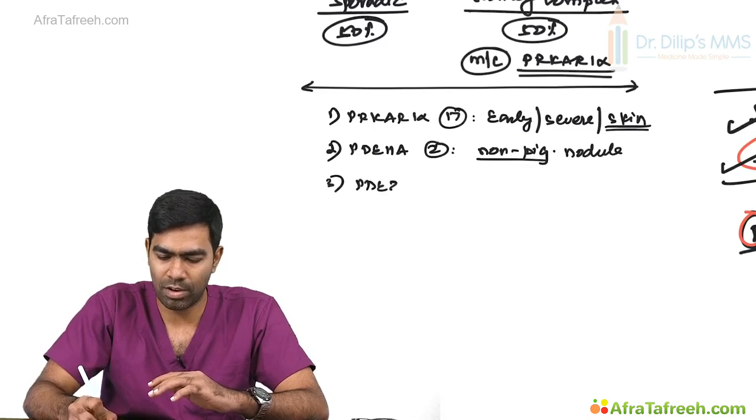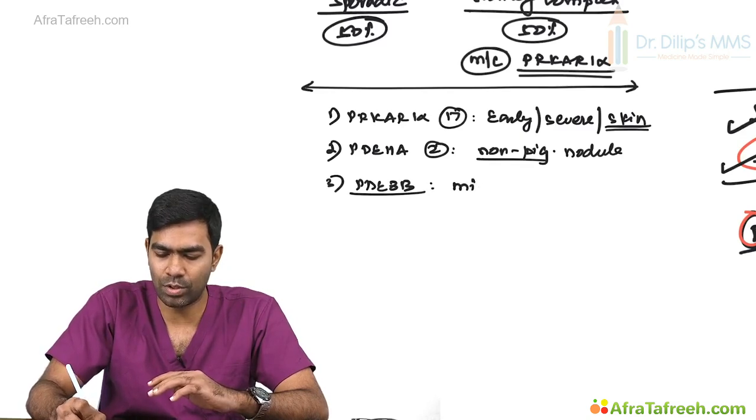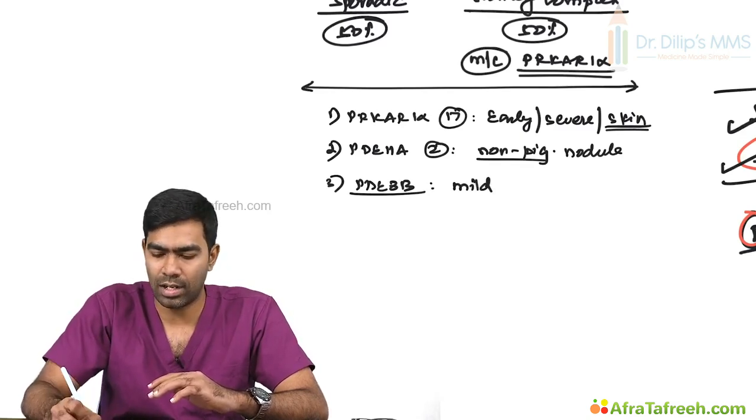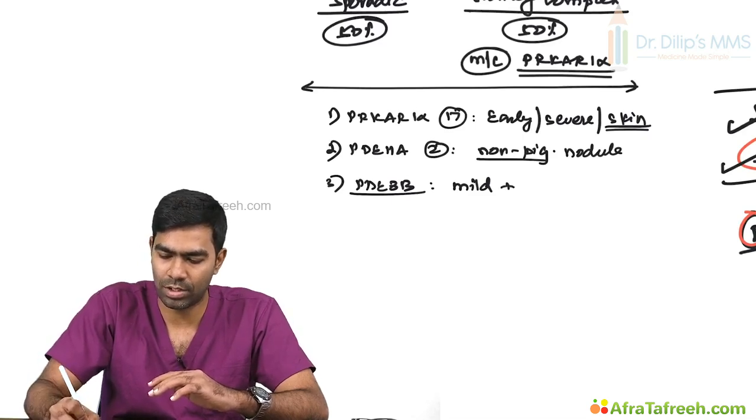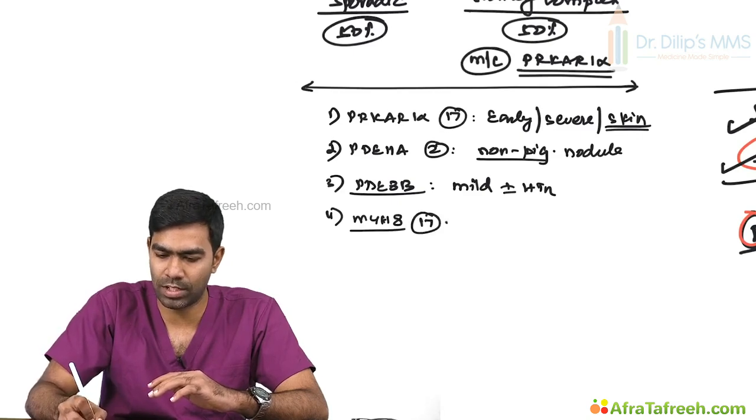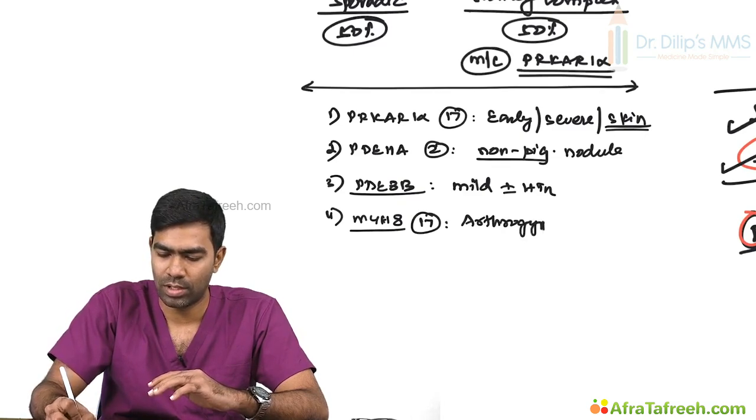Number 3, you have phosphodiesterase 8B, which generally tends to produce only mild disease, and they may or may not produce hypertension. Number 4, you can have problems in the MYH8 gene also, present on chromosome number 17, where it will produce Cushing syndrome along with arthrogryposis and myxoma.